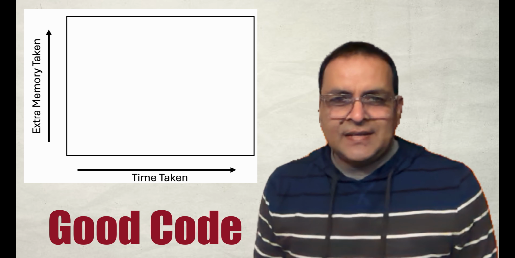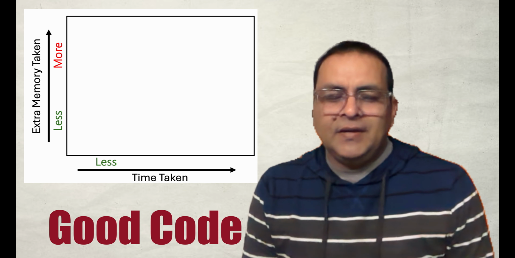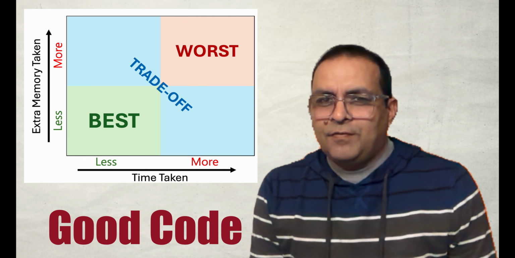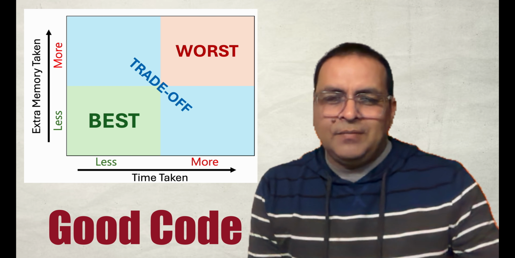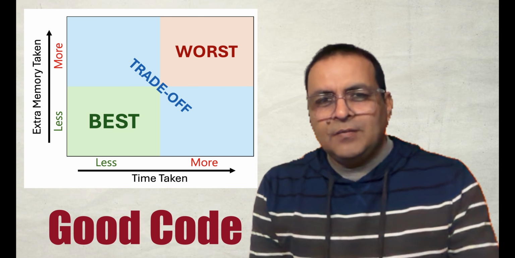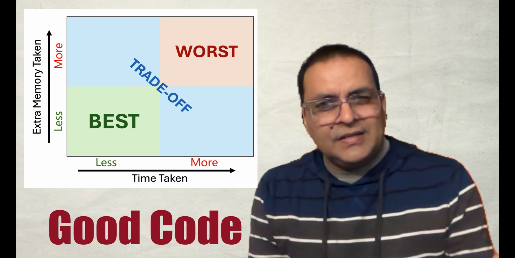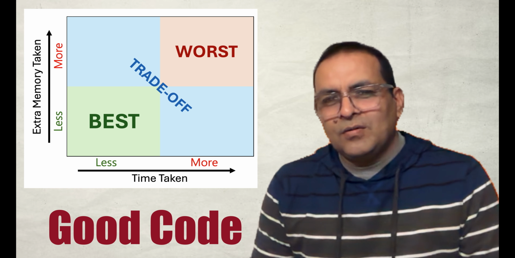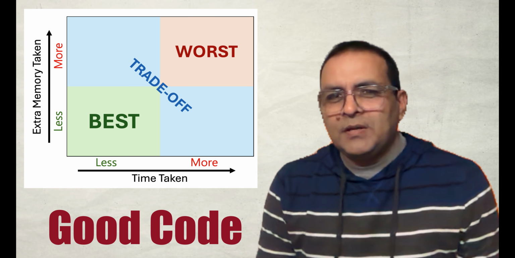A function taking less time and less memory is better than a function taking more time and more memory. Sometimes there is a trade-off. A function is taking more time but it is taking less memory, and another function is taking more memory and it is taking less time. So there is a trade-off, and whichever resource is more dear to us, we will probably choose that function.